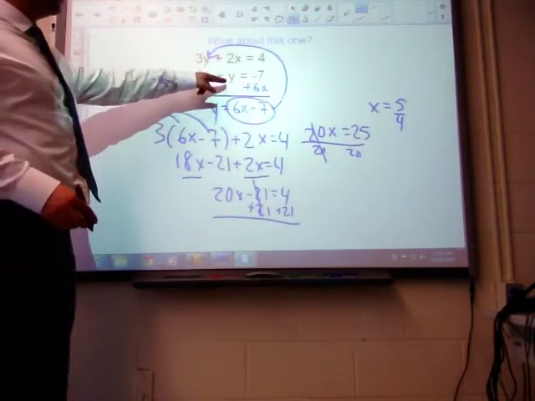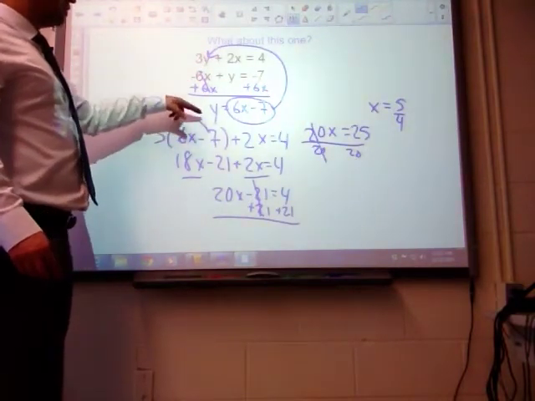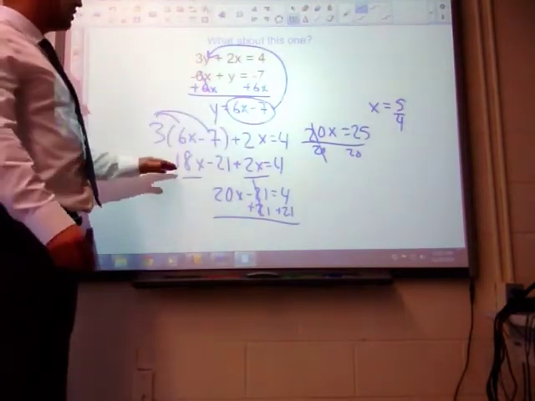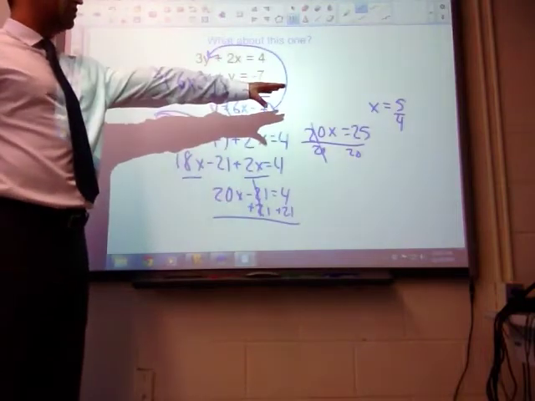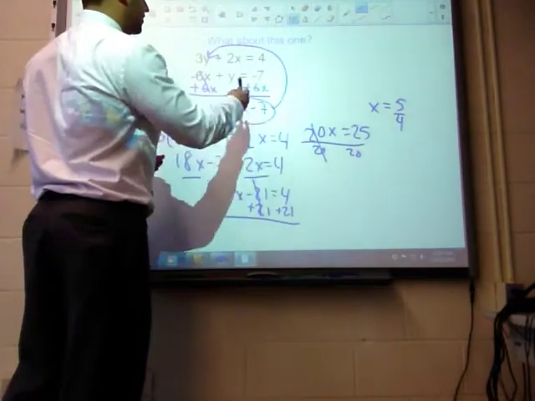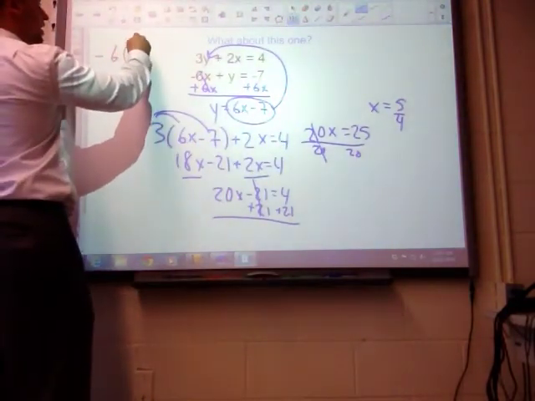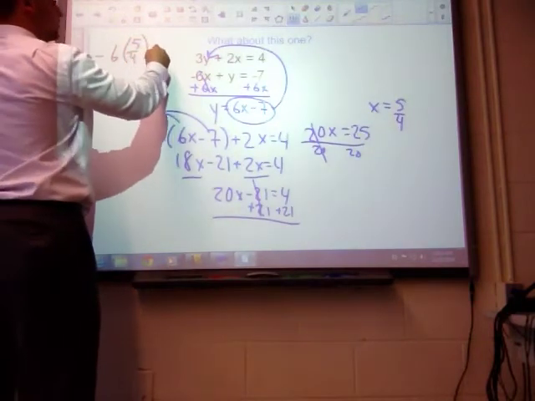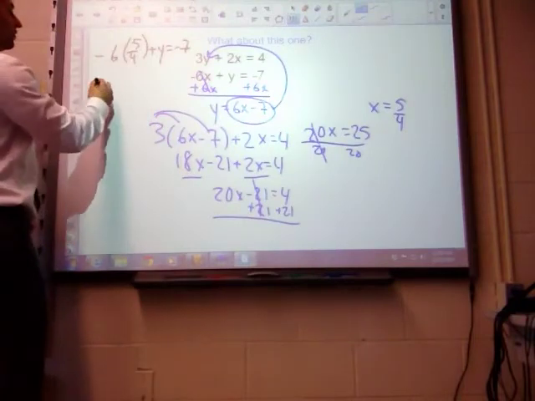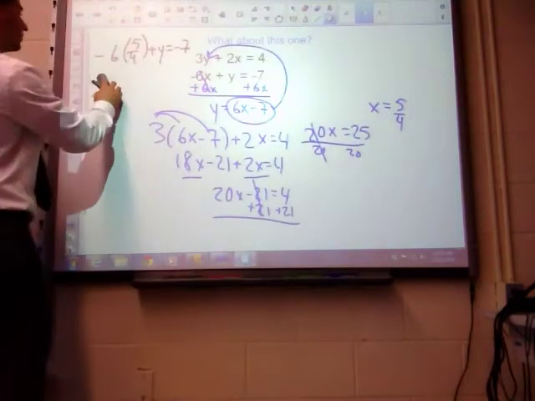Again, I solved for my variable y, plugged back in for y, distributed once I plugged in, right? So now I only have one variable, only x's. And I solved all the way out, and now I plug it back in. So I can plug it back into the second one or the first one, either one. So I'll say negative 6 times 5 over 4 plus y equals negative 7. Negative 6 times 5 over 4 is negative 30 over 4, or 15 over 2.